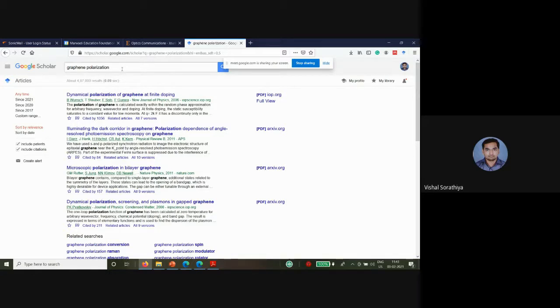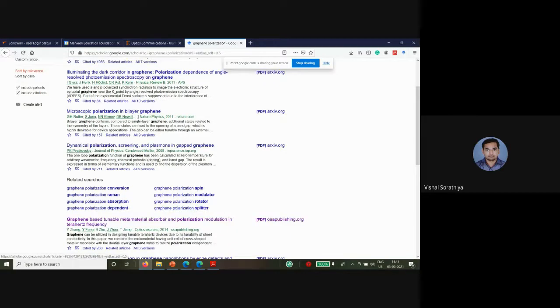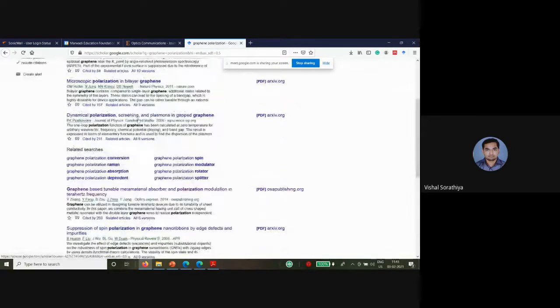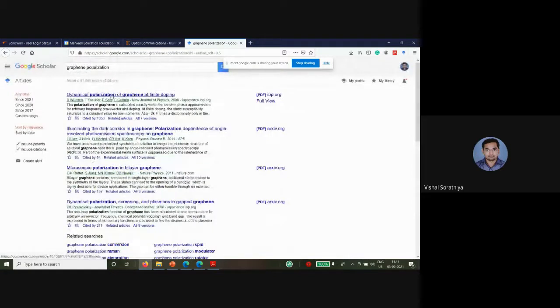If you want to find a basic paper or article that the majority of people are following, you can sort at any time to see who has been cited the most. For graphene polarizer, you can see which paper is cited the most. For example, a paper with the title containing polarization and graphene has been cited 1,000 times.